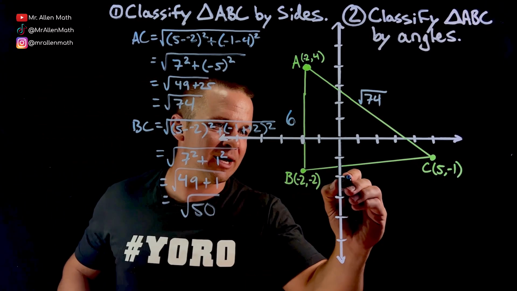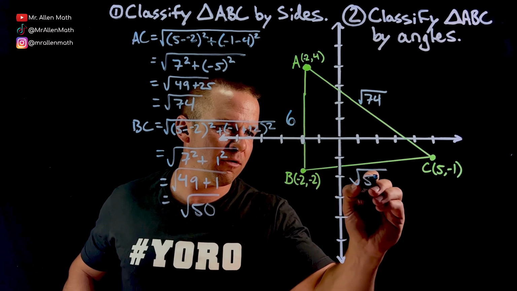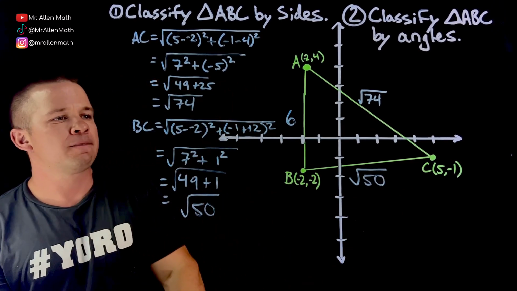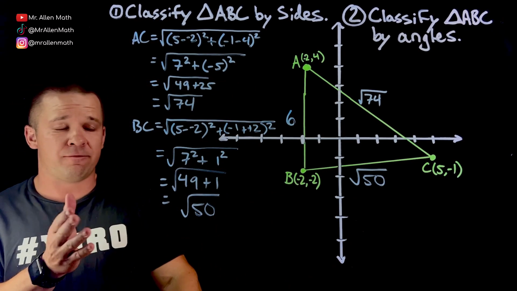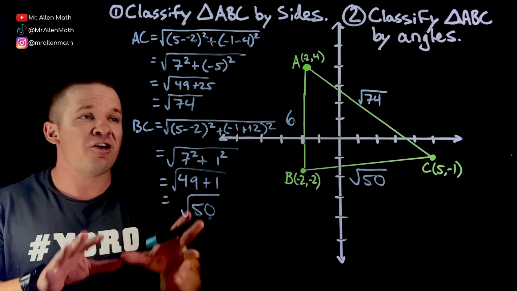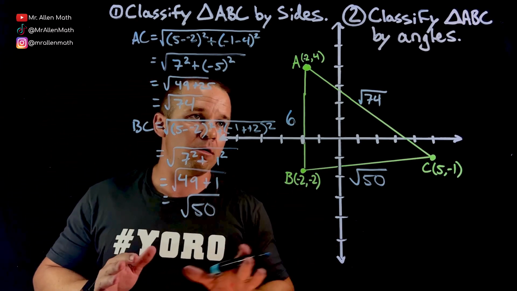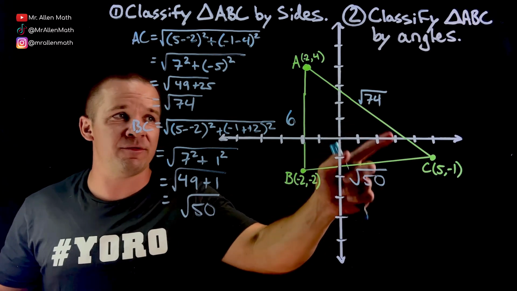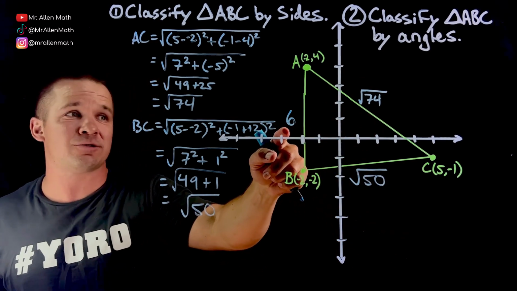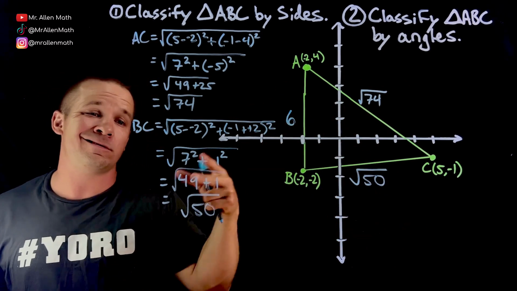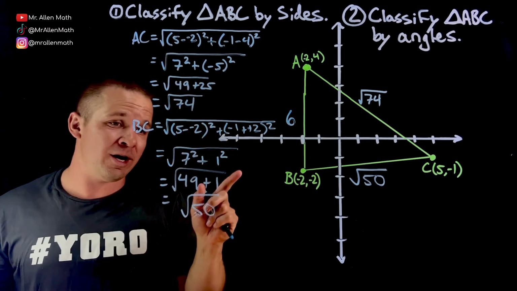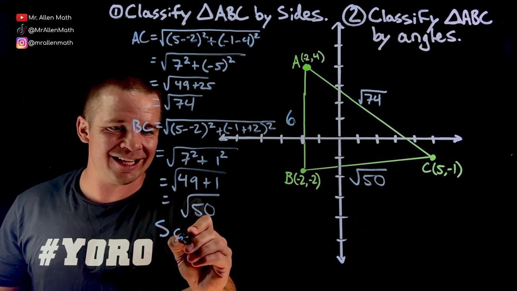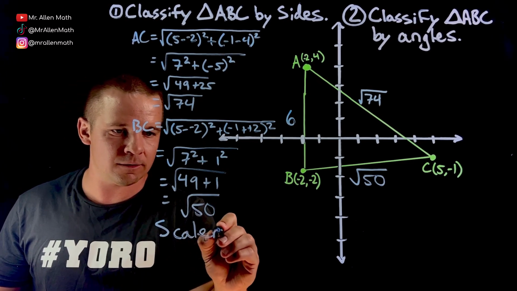And I'm going to leave that as the square root of 50. I could simplify it, it'd be, what, 5 root 2? No point in doing that for this particular problem. So here we know neither of these is a perfect square that's going to give me 6, right? All three of these sides are different. So for number 1 here by sides, it is scalene. Scalene.